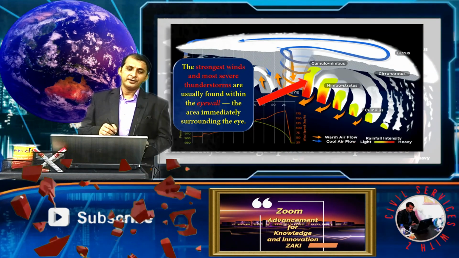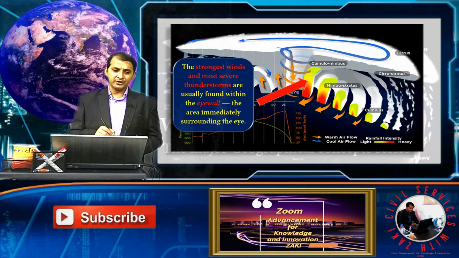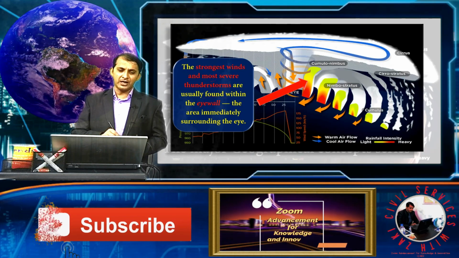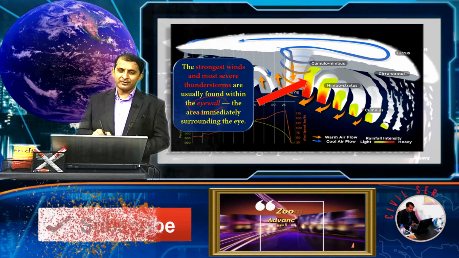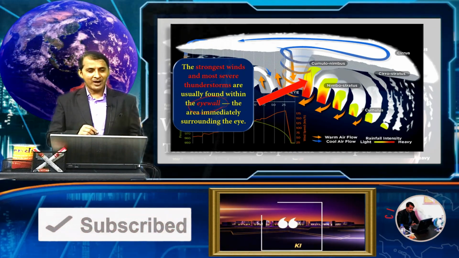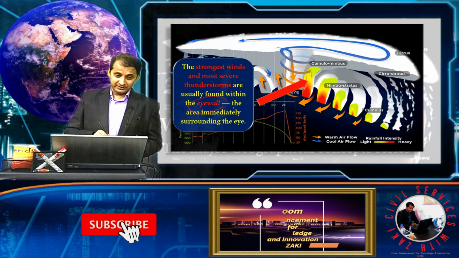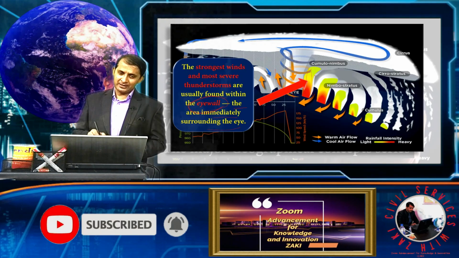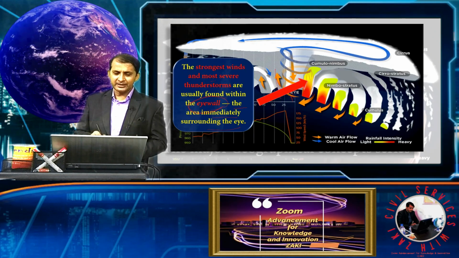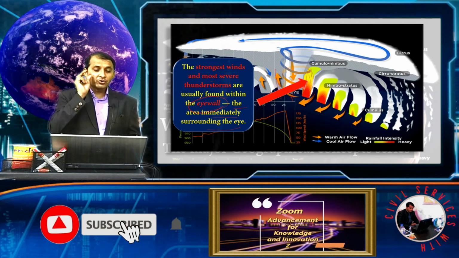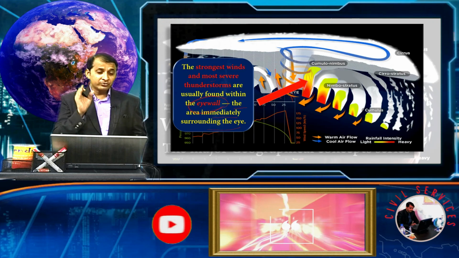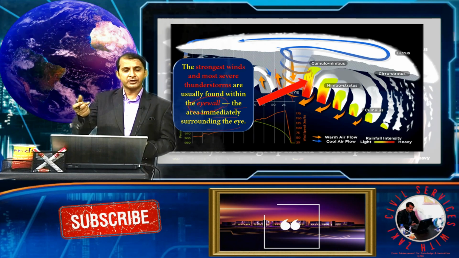Another thing is the strongest wind and most severe thunderstorms are usually found within the eyewall. So this is the eye, and the area immediately surrounding the eye is called the eyewall. So the eyewall has the strongest wind and most severe thunderstorms.